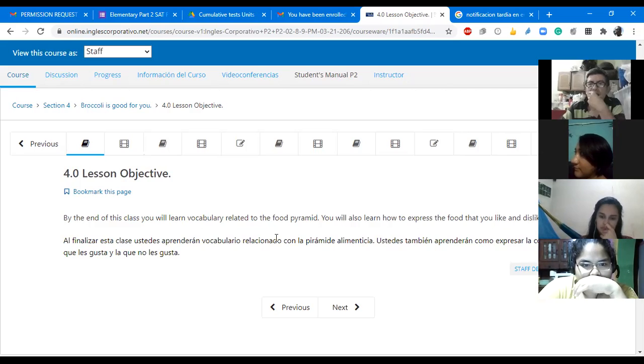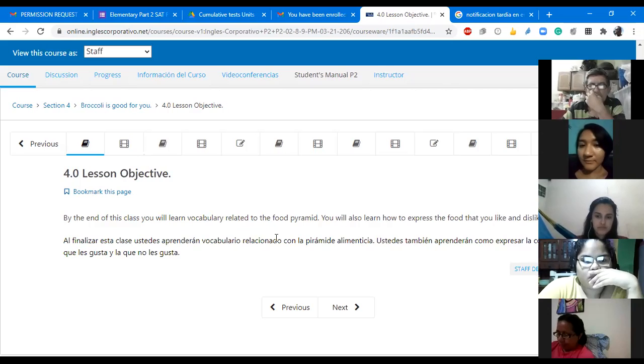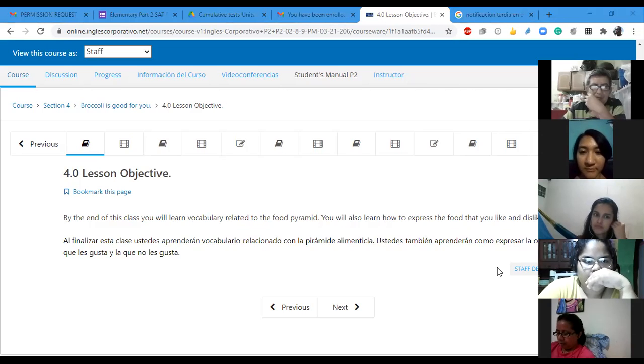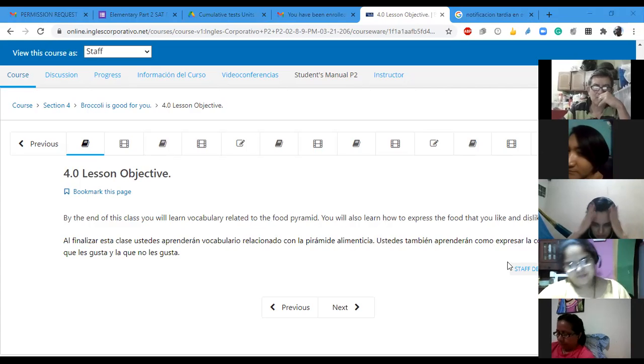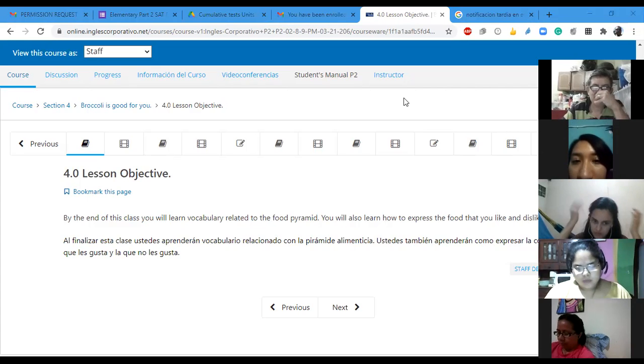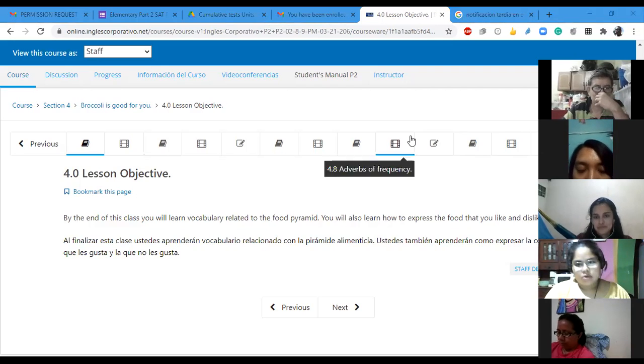So this is what you're going to be talking about today. The pyramid of food: we're going to talk about cereals, vegetables, fruit, meat, fish, dairy, which is cheese, cream, and that kind of food that we eat every day.